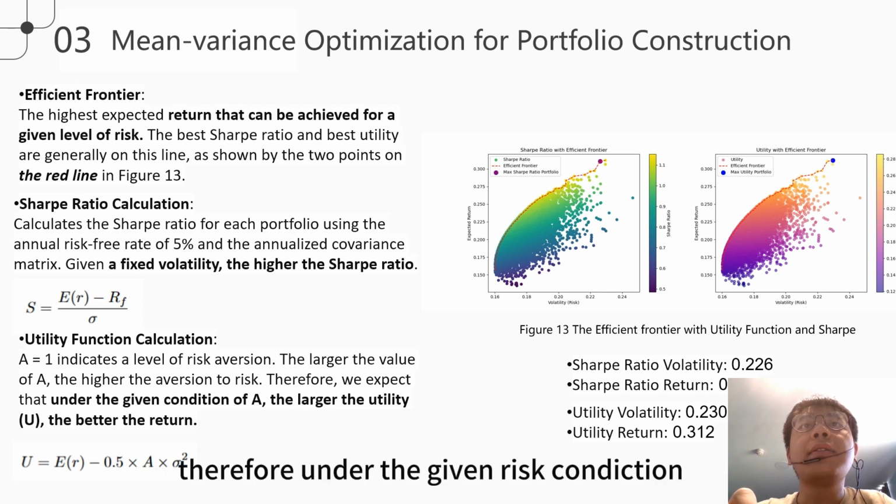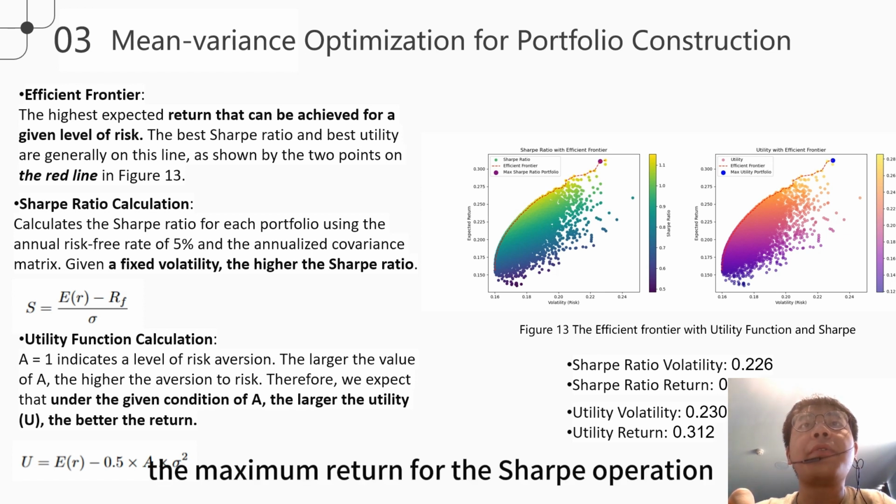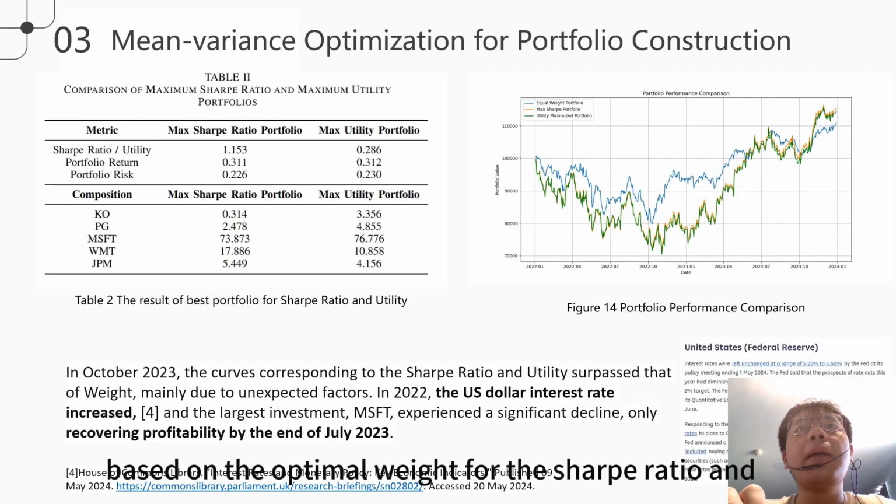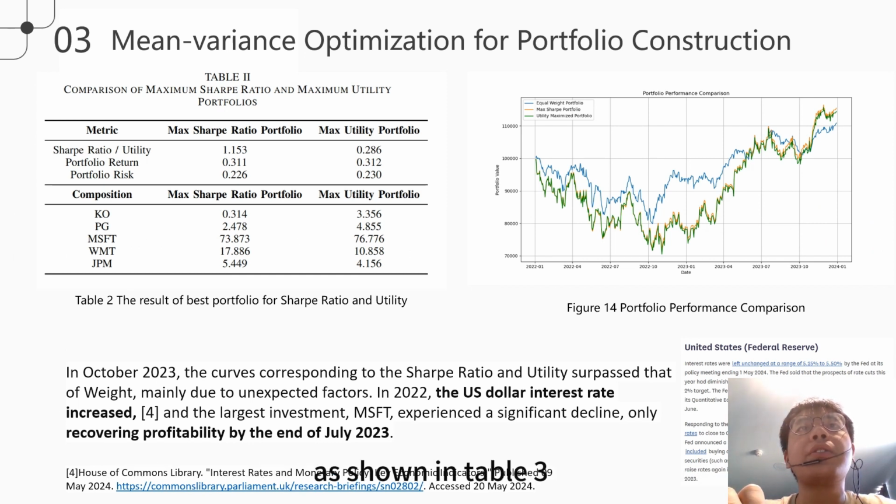Therefore, under the given risk condition, the maximum returns for the Sharpe ratio and utility methods are 0.226 and 0.23 respectively. Based on the optimal weights for the Sharpe ratio and utility portfolio as shown in Table 3, I test them on the test set.